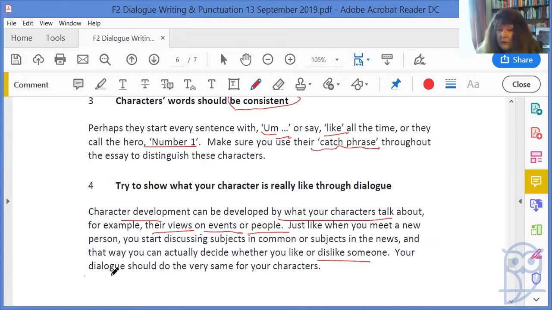And the dialogue in your writing should do the same for your characters. Are we going to like your hero? Are we going to dislike him? If you dislike him too much, nobody wants to read on, because then you don't really care what's going to happen to your character.